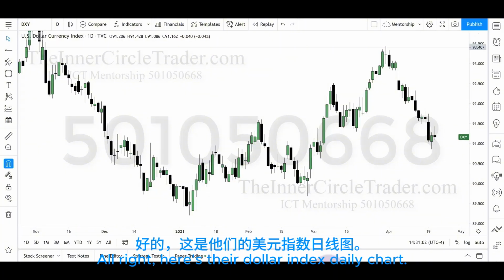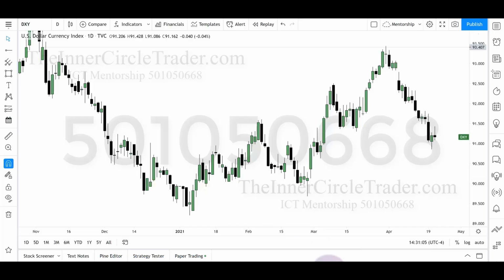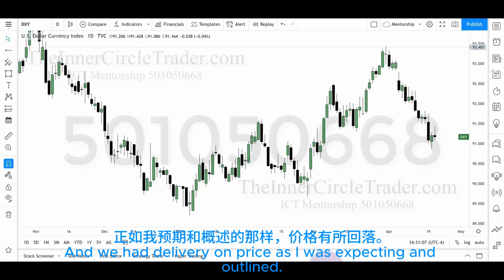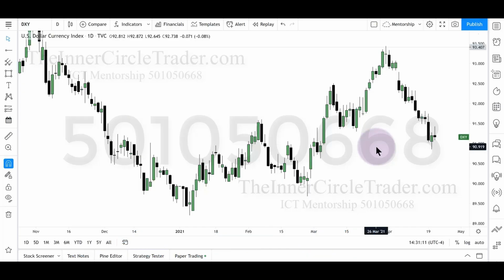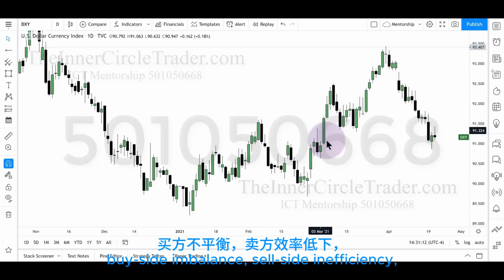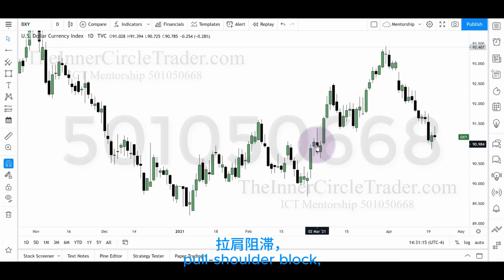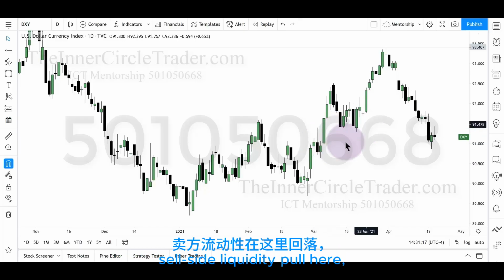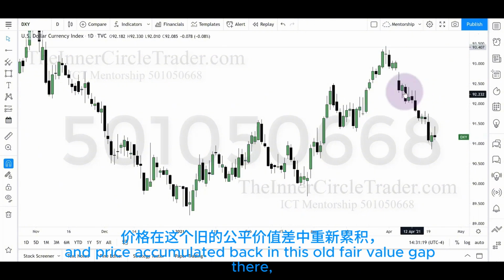Alright, here's the dollar index daily chart. We had delivery on price as I was expecting and outlined. We had this imbalance in here, buy side imbalance, sell side inefficiency, bullish order block, sell side liquidity pool here, and price accumulated back in this old fair value gap there.